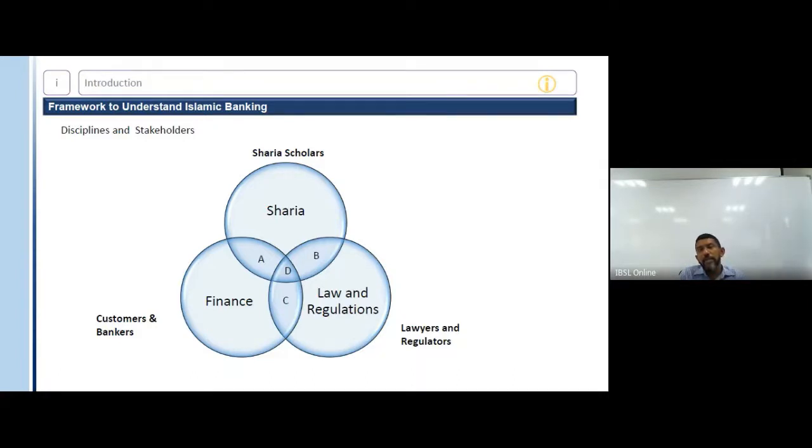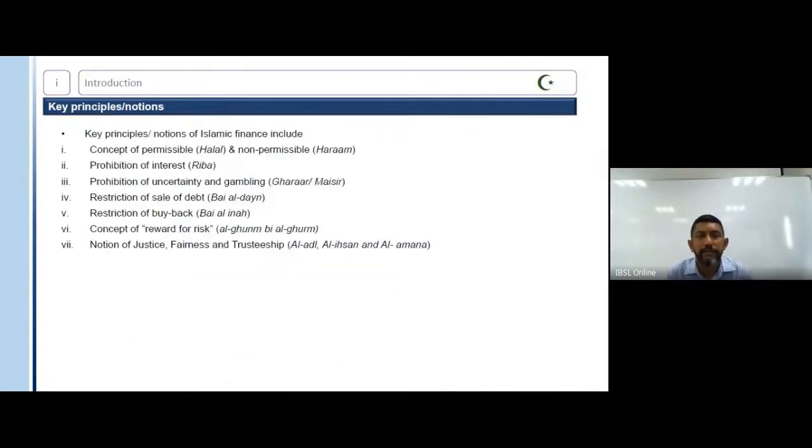What are those Sharia principles? We will discuss. The laws of the country, the law of the land, is upheld. The documentation and the implementation are according to the law of the land, and then customer requirements are met too. Any questions on that? Any questions so far on our discussion?